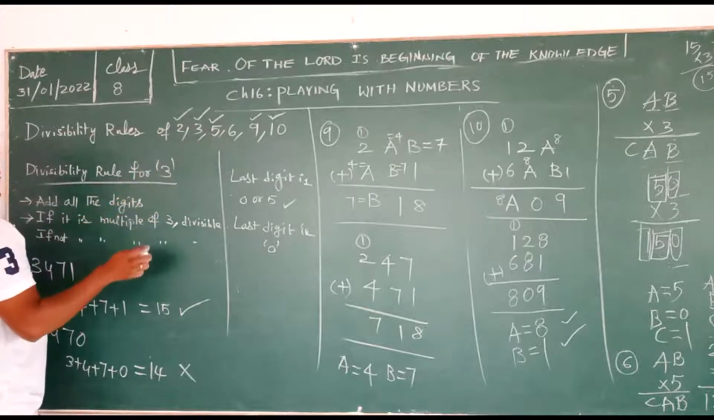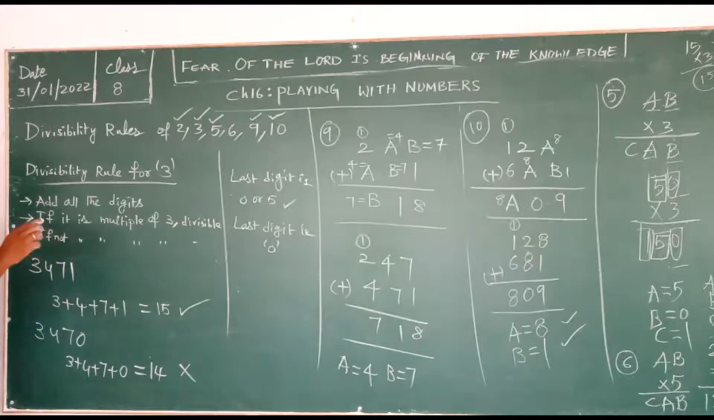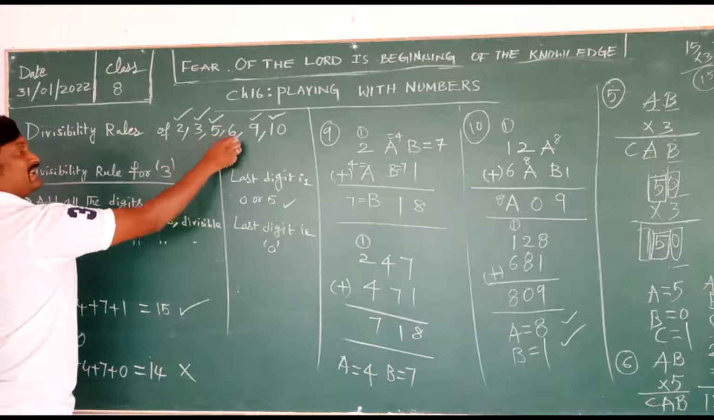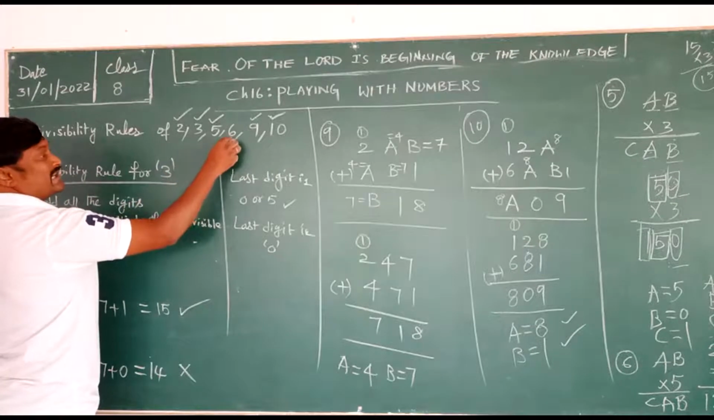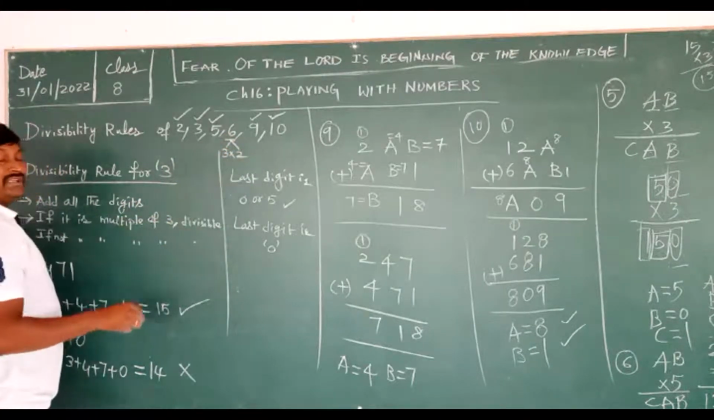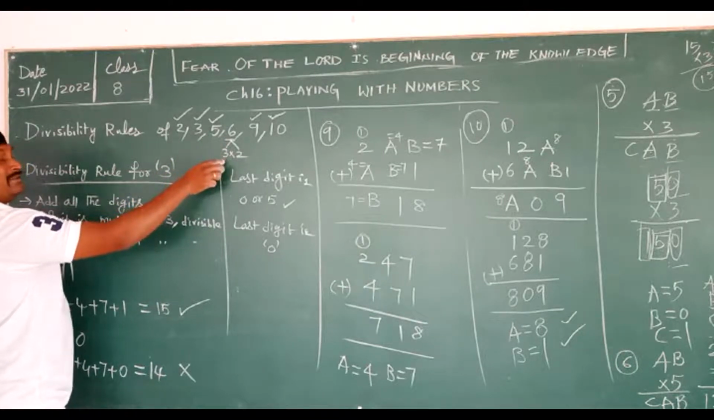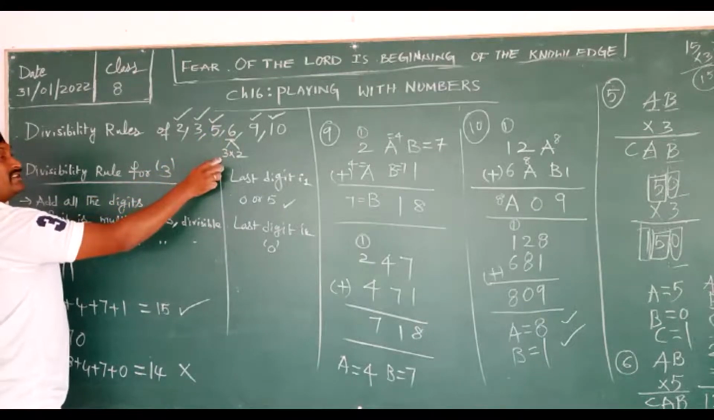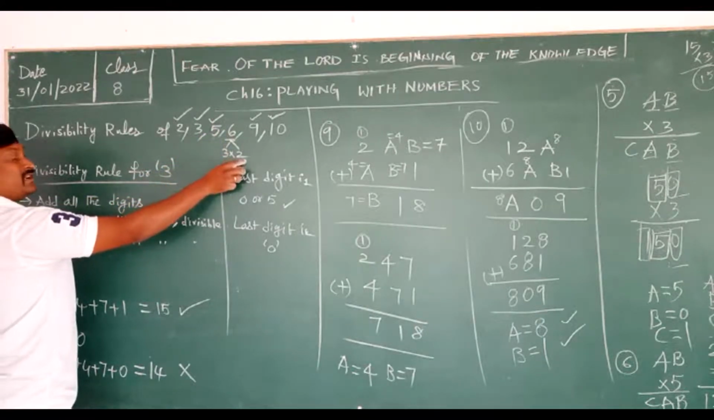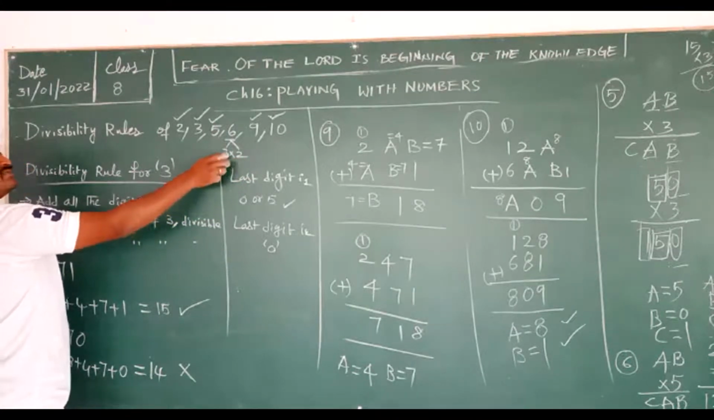What about 6? The divisibility rule for 6 is that if any number is divisible by 3 and 2, then only it is divisible by 6, because 6 you can write as 3 into 2. That is the reason. So if you want to find whether a number is divisible by 6, it needs to satisfy the divisibility rule of 3 and the divisibility rule of 2.